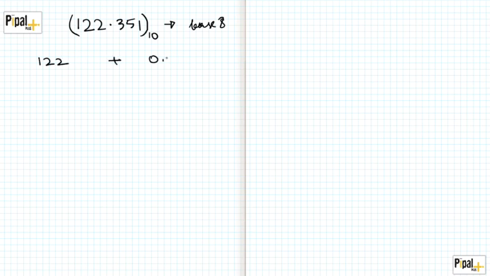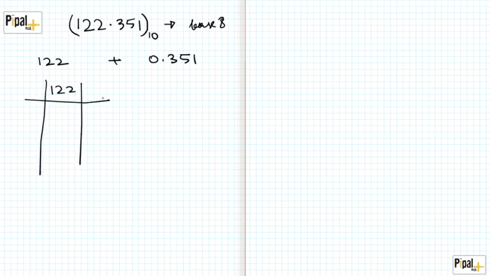Let's look at another example of such a conversion. This time let's try the number 122.351 in base 10, and let's convert this into a number with base, let's say, 8. Now, just like last time, we're going to split this into two parts. So we have 122 and we have 0.351. Now with 122, the natural number part, we will use the standard table that we do, right?